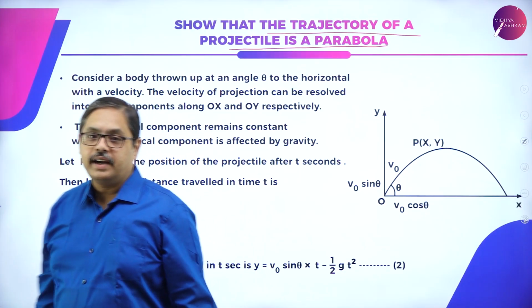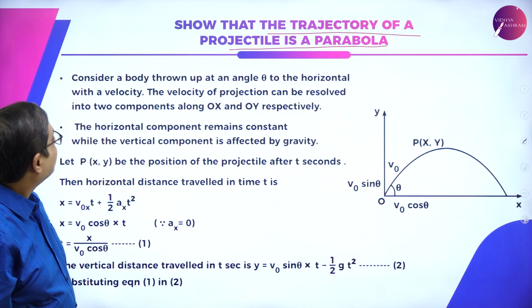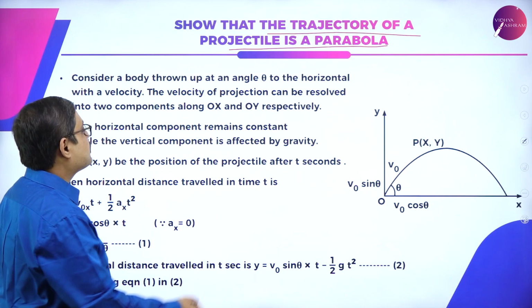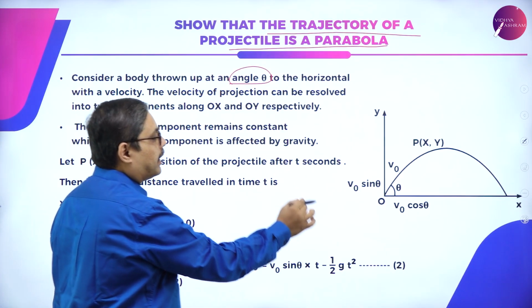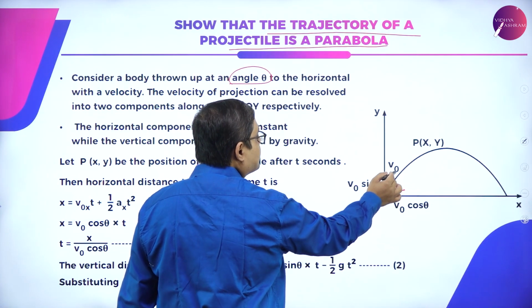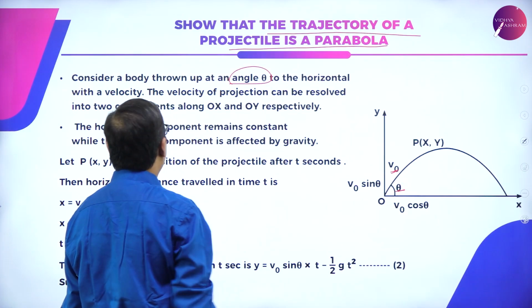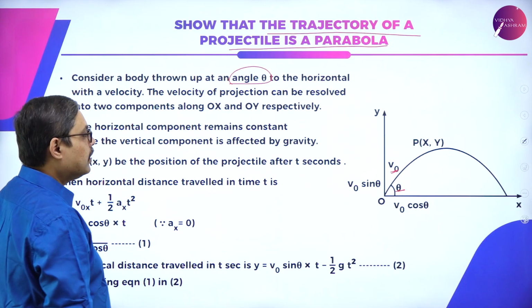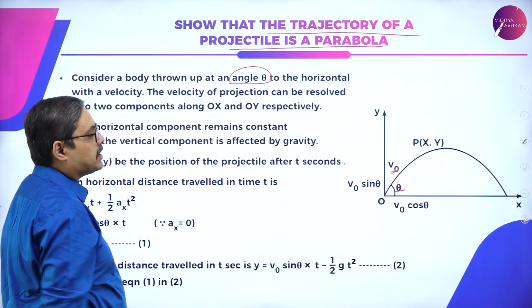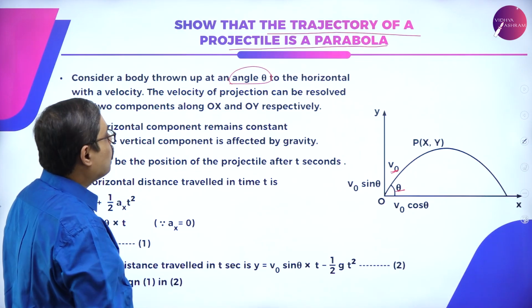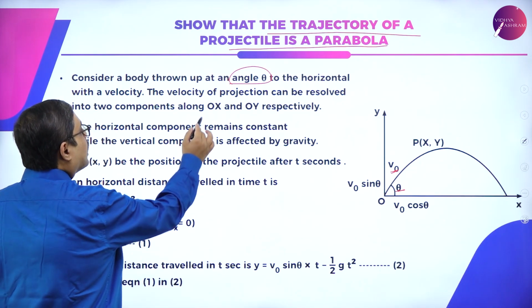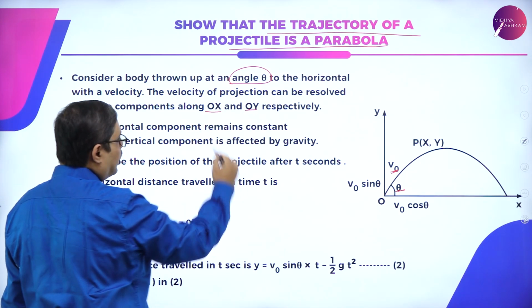Let us prove that. Let us check one by one. Consider a body which is thrown up at an angle theta, with some initial velocity v0 to the horizontal. The velocity of projection can be resolved into two components, along the x direction and the y direction, along OX and OY respectively.